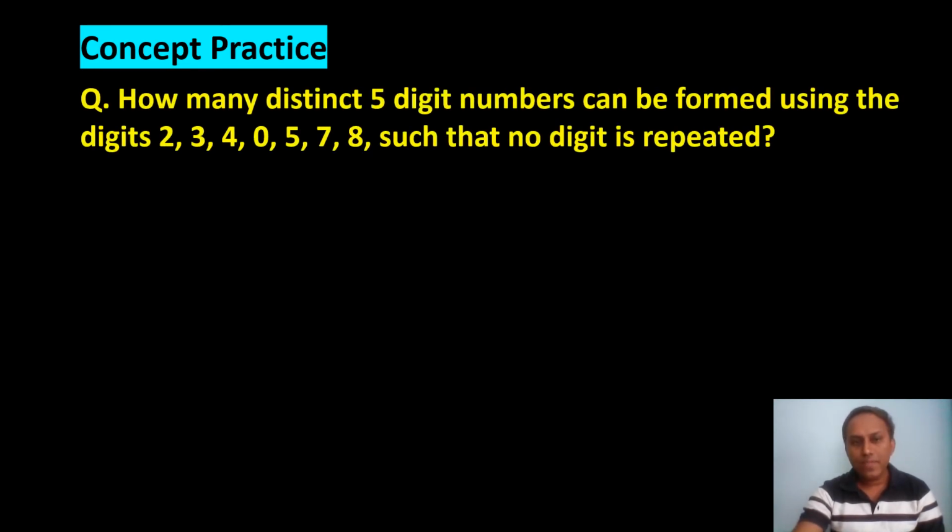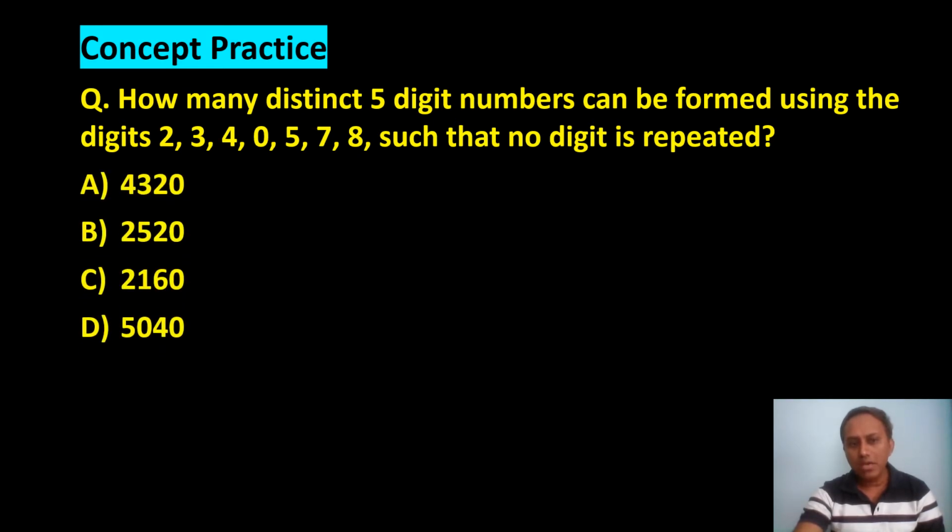Let us take this example. The question says, how many distinct 5-digit numbers can be formed using digits 2, 3, 4, 0, 5, 7, 8 such that no digit is repeated? Options are 4320, 2520, 2160, 5040. The key point is it has to be a 5-digit number and the given digits are 2, 3, 4, 0, 5, 7, 8. That is 7 digits. So can I say the answer would be 7P5, because there are 7 objects and you have to form a 5-digit number? No, that would be the wrong answer.